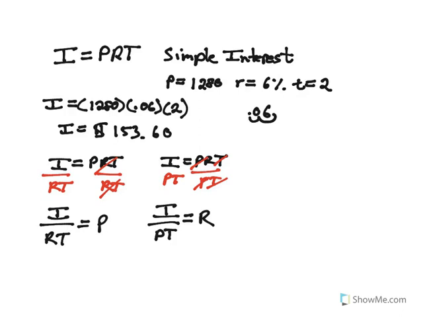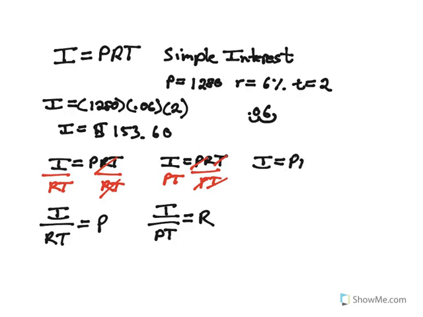Okay, and you can even find the formula for time. So we have principal, rate, and time. And you can divide both sides by PR. Let me just use the same color here. Hold on, let me just rewrite this.